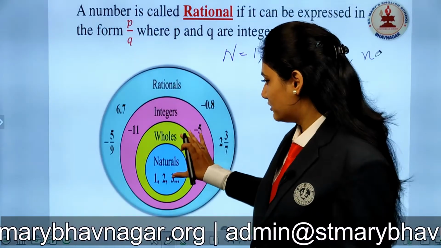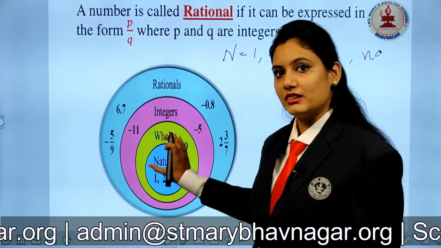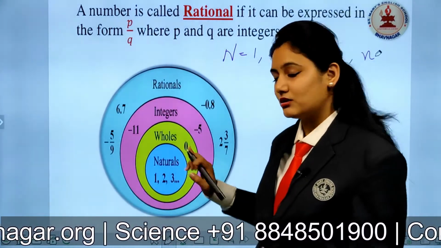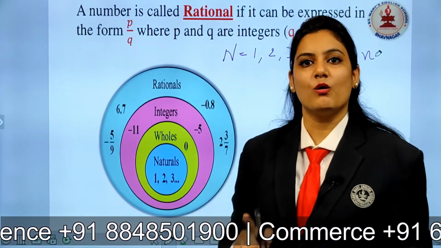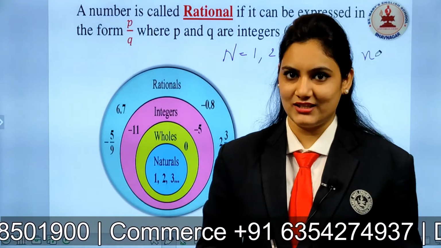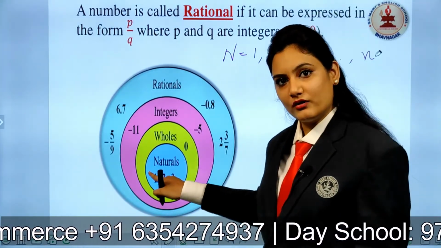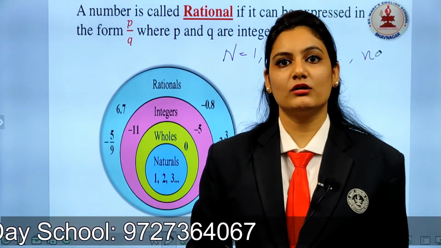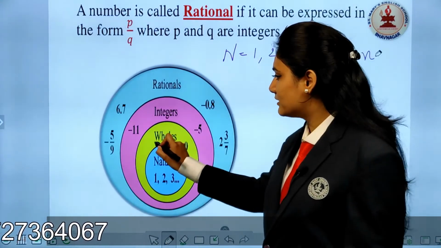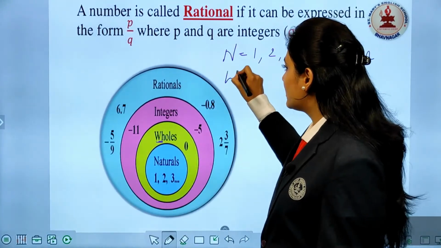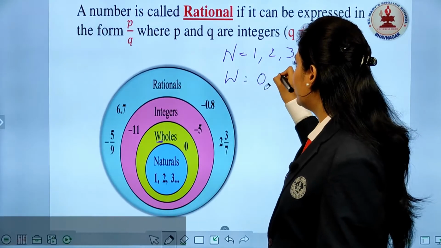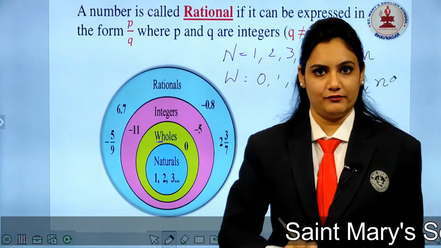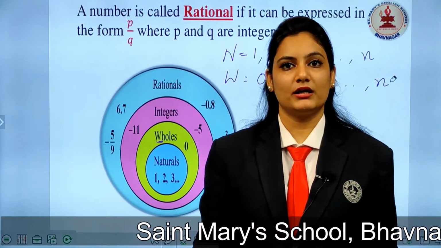Wholes. The wholes circle is bigger than the natural numbers. That means in the wholes the naturals are included. Now in wholes you can see 0 is written. What does this 0 indicate? That the whole numbers start from 0. Then 0, then 1 will come, 2 will come, 3 will come. Now how will you denote it? With W, because whole starts with W. So W is equal to 0, 1, 2, 3, and it goes to infinity.